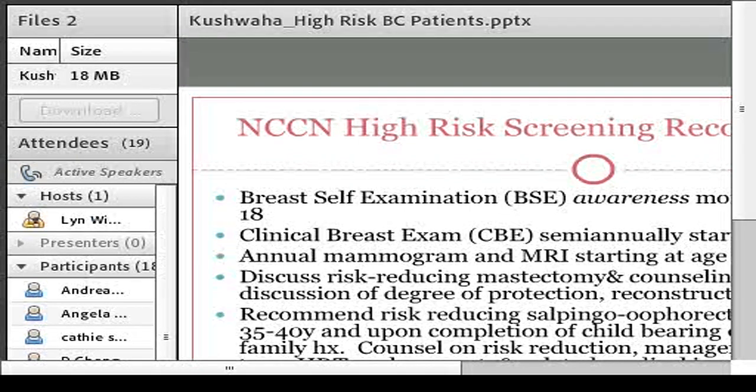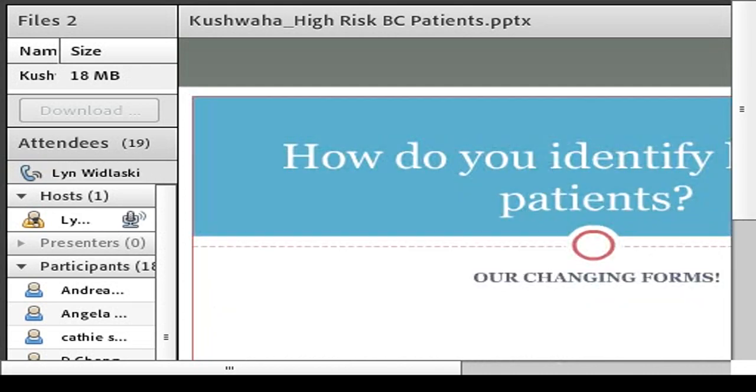And same with the tamoxifen and the raloxifene. These patients tend to be triple negative or ER/PR negative patients, and tamoxifen and raloxifene are estrogen blockers. So if your tumor is not estrogen positive, those drugs are probably not going to work so well in these patients. Okay, so now how do you identify these patients coming through your clinic?